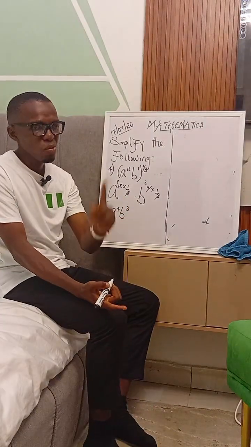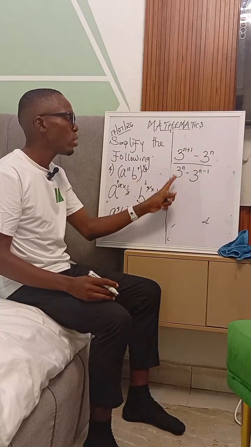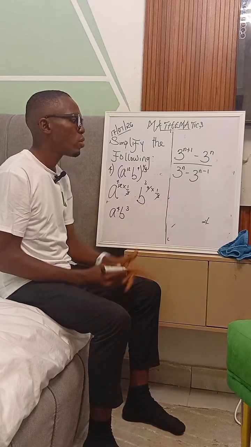So the one I'm going to give us to solve, just try this particular one. Yeah, 3 to the power of n plus 1 minus 3 to the power of n, all over 3 to the power n minus 3 to the power of n minus 1.